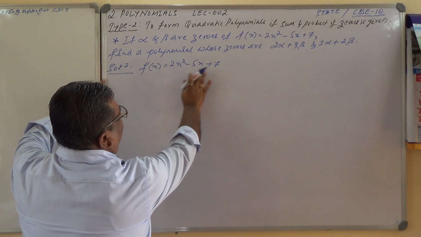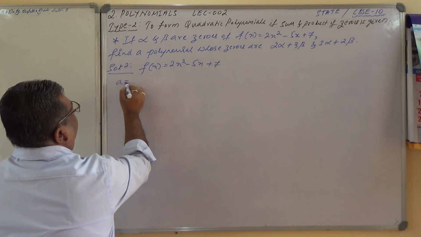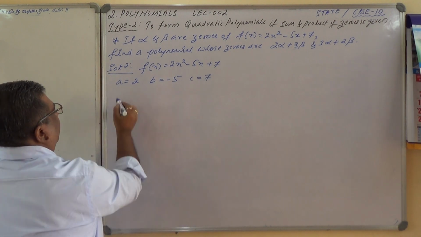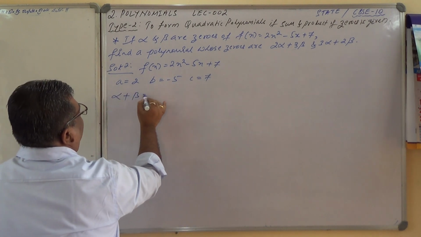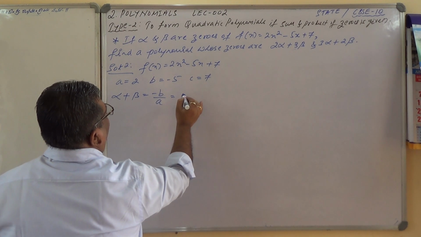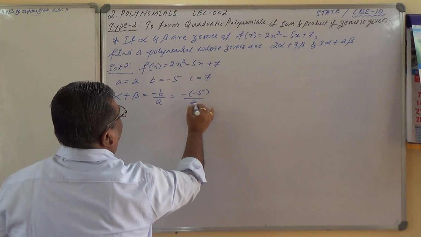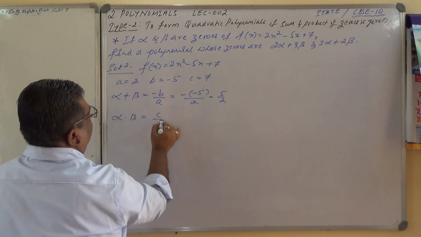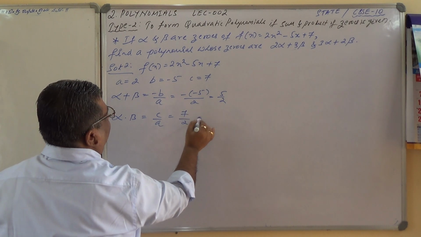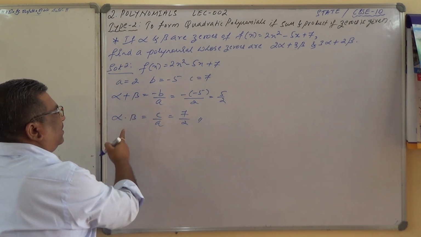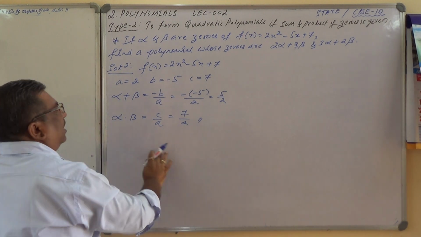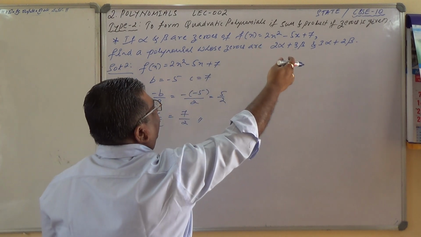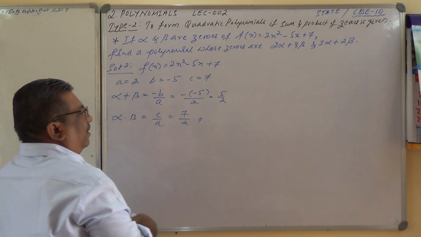Given f of x is equal to this, a equals 2, b equals minus 5, c equals 7. Alpha plus beta equals minus b by a, which is minus of minus 5 divided by 2, which is 5 by 2. Alpha into beta equals c by a, which is 7 divided by 2 here. So we have got alpha plus beta and alpha into beta, isn't it? Now these are the new roots. These are the zeros which have been given for a new polynomial to be formed, isn't it?